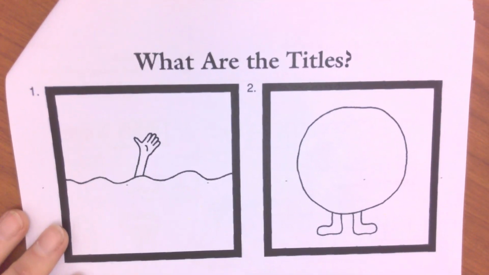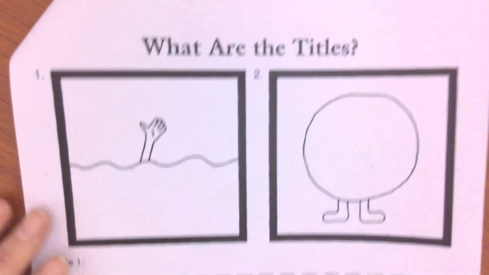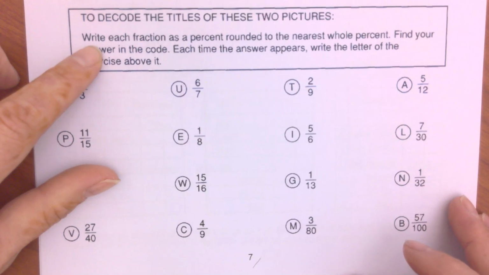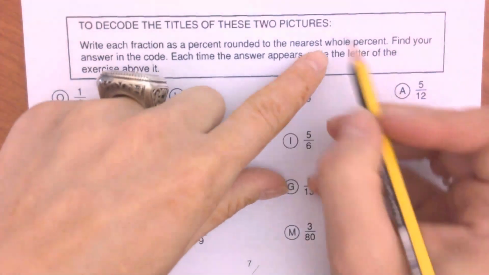Okay, let's go to page 7. And it says, what are the titles of these pictures? Okay, so we have to find the answers. It says, write each fraction as a percent rounded to the whole percent.